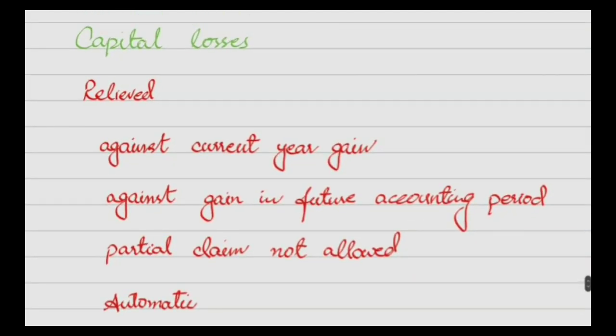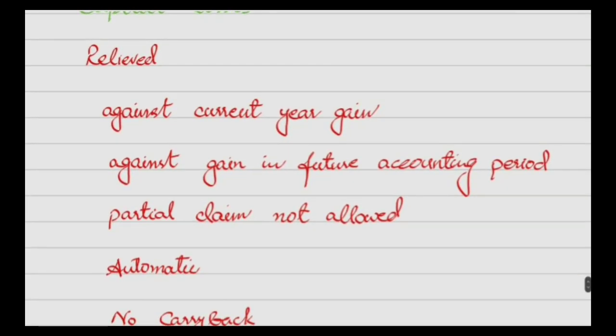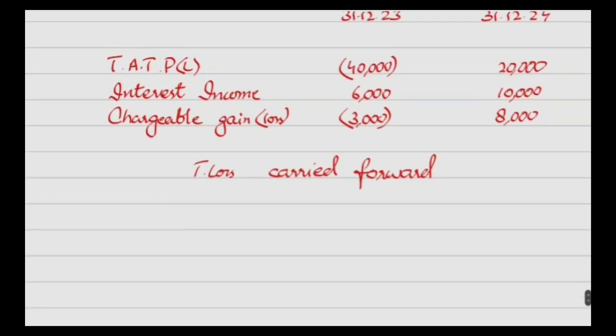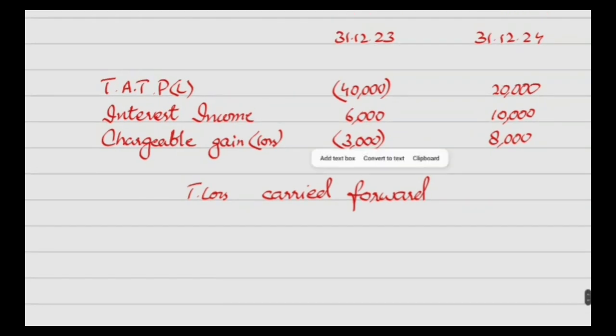Now about capital losses. These are relieved against current year gain first, then against gain in future accounting periods. Partial claim is not allowed, relief is automatic, and no carry back is allowed. For example, if you have a chargeable loss of 3,000 in the 31st December 23, it will be set up against the chargeable gain of 31st December 24.